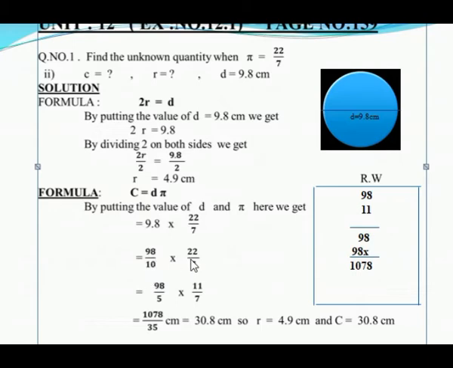So by cancelling by 2, I got 2 5s are 10 and 2 1s are 2, 2 1s are 2. So this becomes 11. 98 multiplied by 11 becomes 1078. I have done this sum for you, and I think you people are so intelligent, you can do this. By dividing, you will get 30.8 centimeter. So R is equal to 4.9 centimeter and C is equal to 3.8 centimeter.